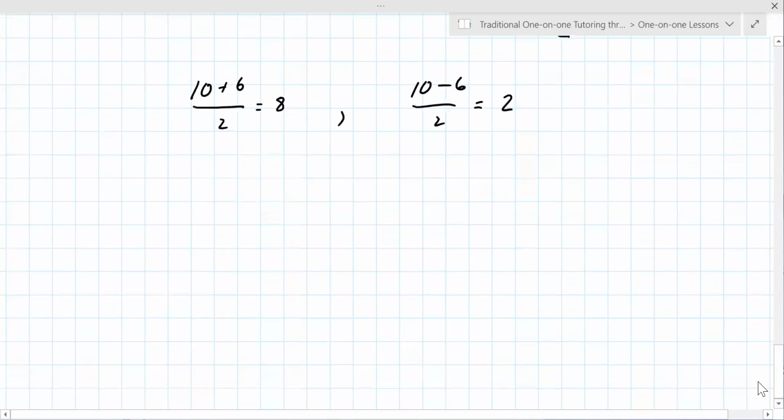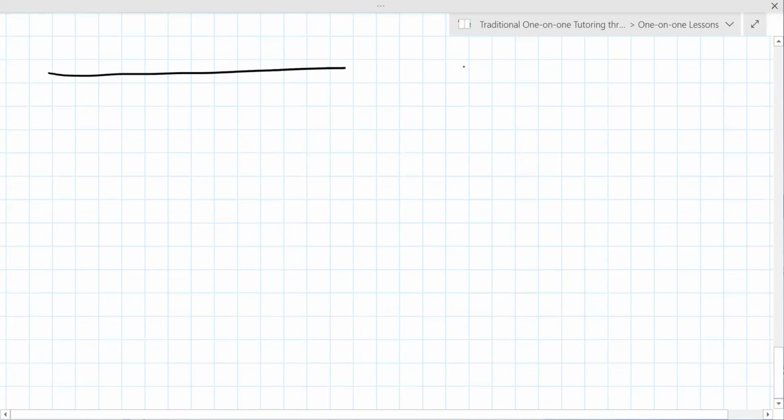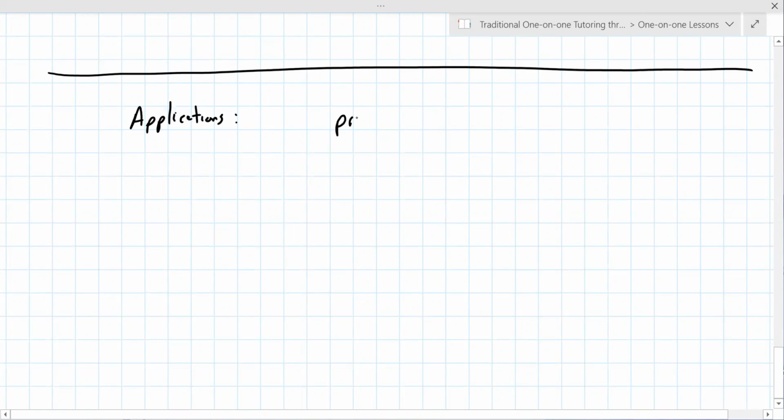All right, so let's talk about applications of quadratics. The most common one is what's called projectile motion. Did you ever play soccer at any point? Baseball, golf, potentially? Have you played any of those?